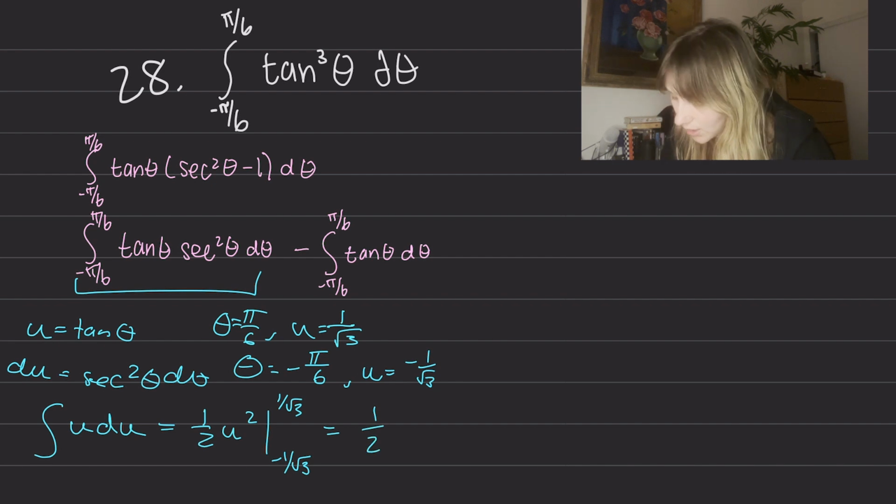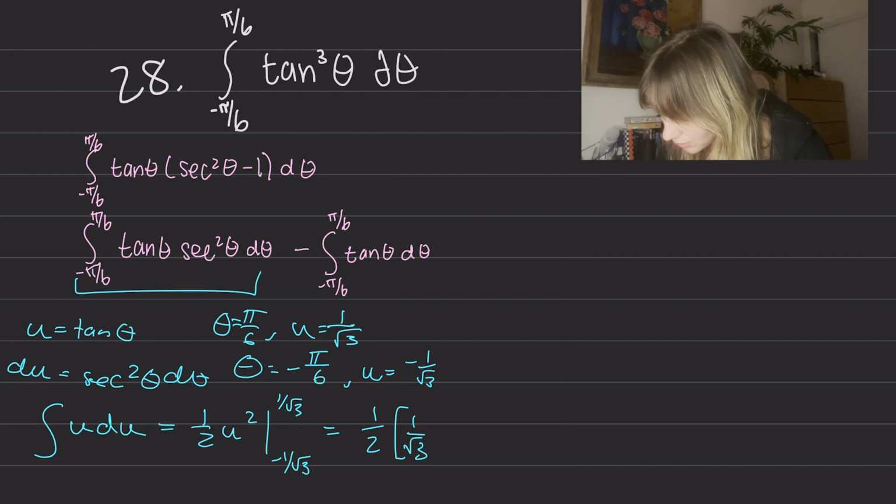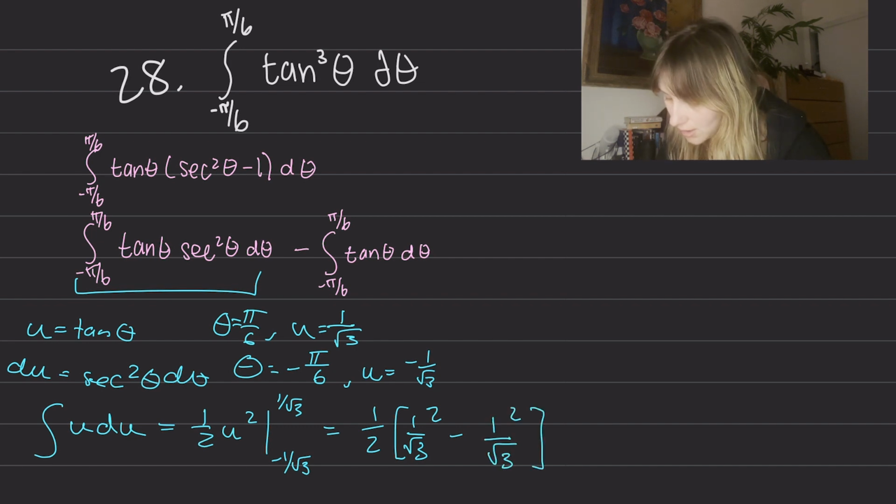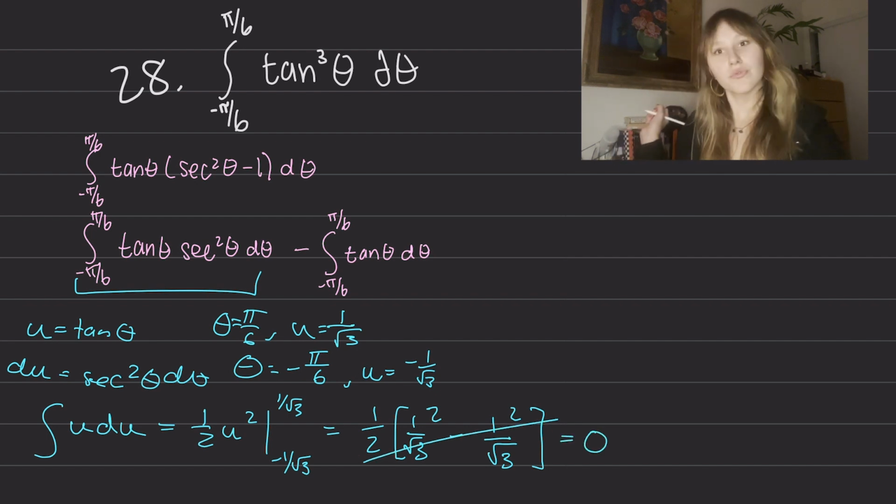And I get 1/2 times 1 over root 3 squared minus 1 over root 3 squared. And that's going to cancel each other out, so that's 0. Right? I think I'm right.